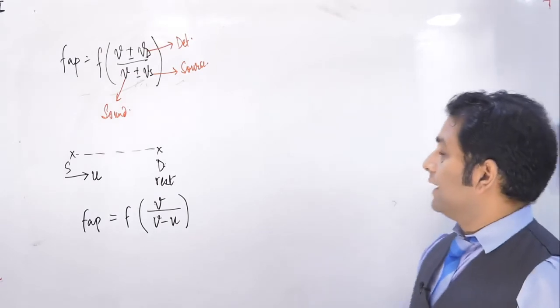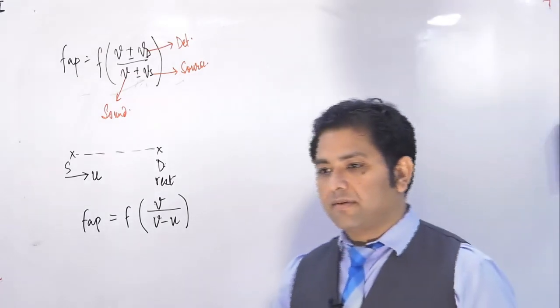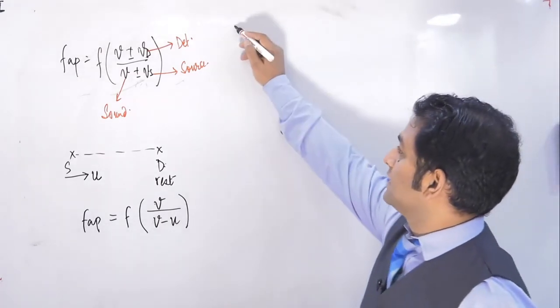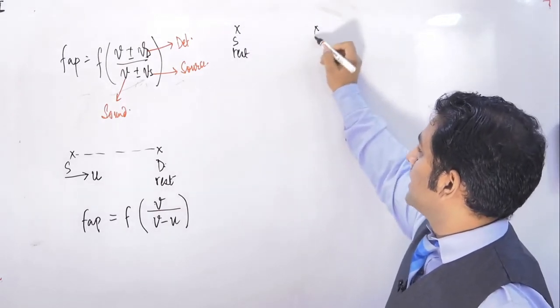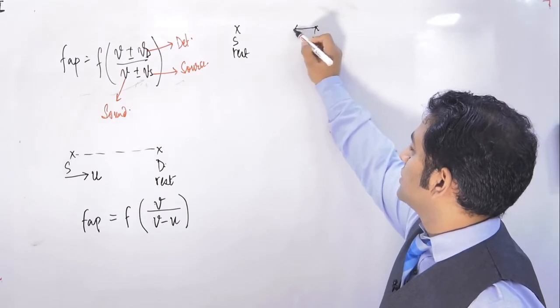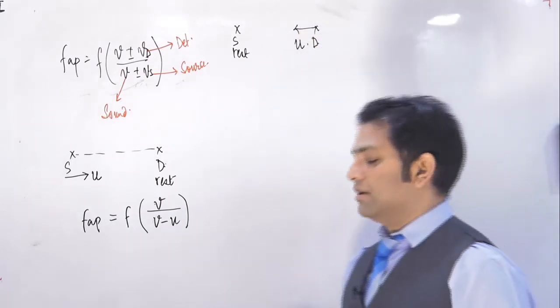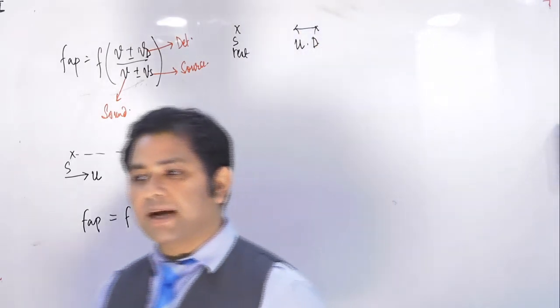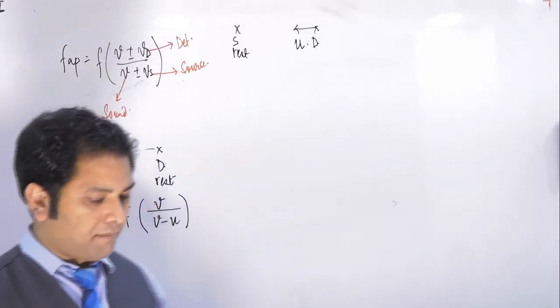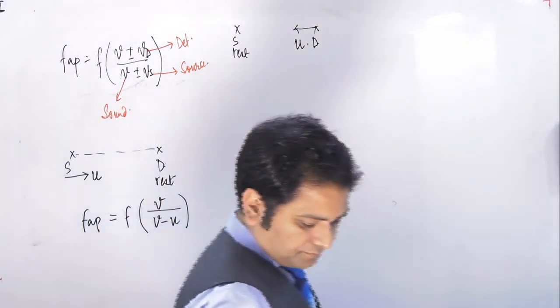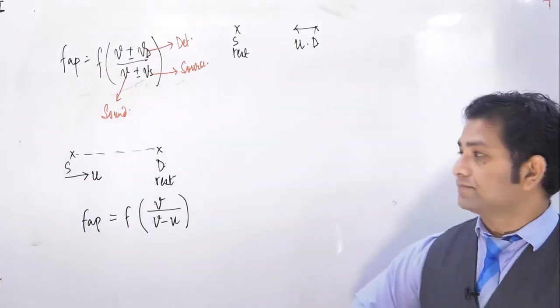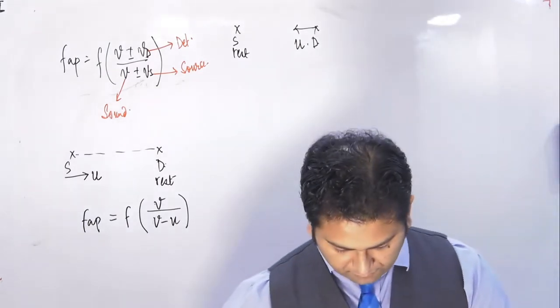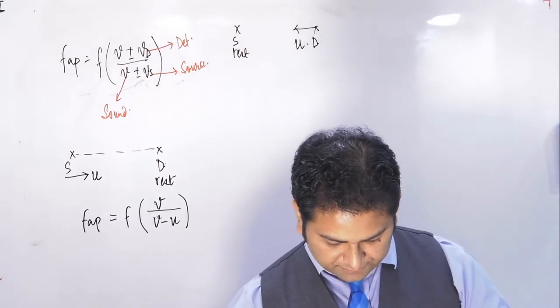Okay, now another case. Please go with this. The source is at rest and the detector is moving towards the source with a speed u. Please calculate the apparent frequency. Please do that. Good, Divyanshi, good.